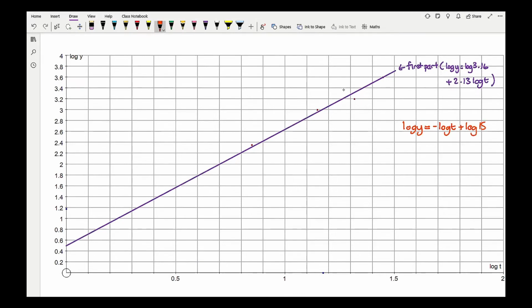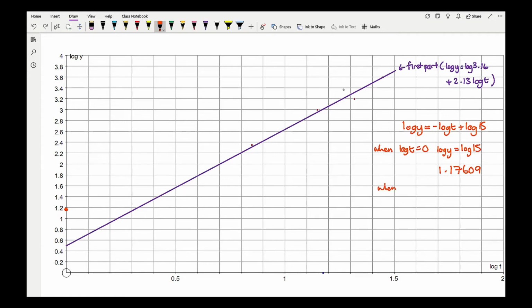I'm assuming it's a linear relationship, as we've already assumed, so all I need is 2 points. The simplest first point: when log t equals 0, I'm left with log y equals log 15, which gives a value of around 1.17609. So my first coordinate is 0 and then 1.17609, which is at this point here.